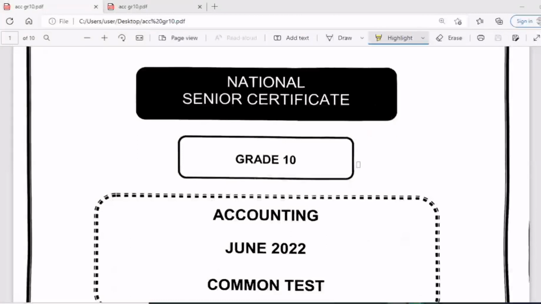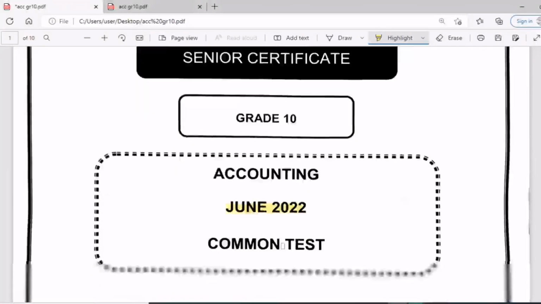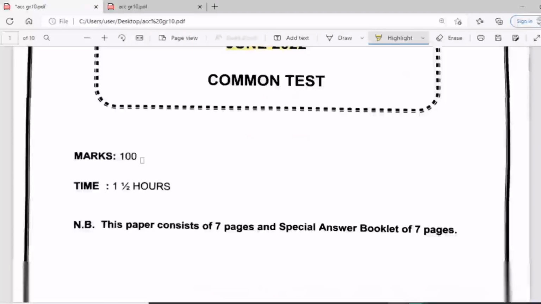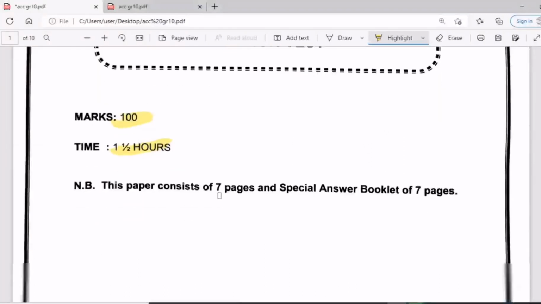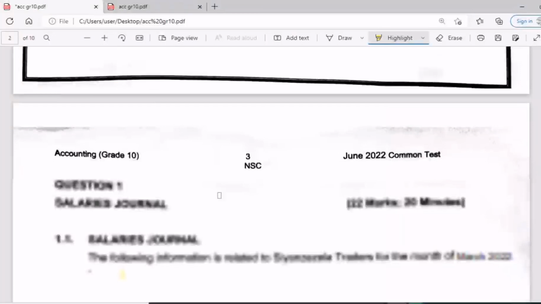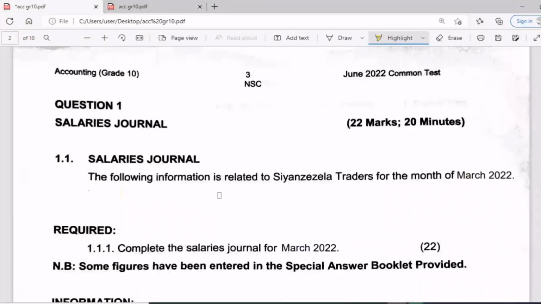So today we're gonna be answering the June 2022 common test. This paper is out of 100 marks and you are given 1 hour, 30 minutes to finish the test. So let's start by answering question 1.